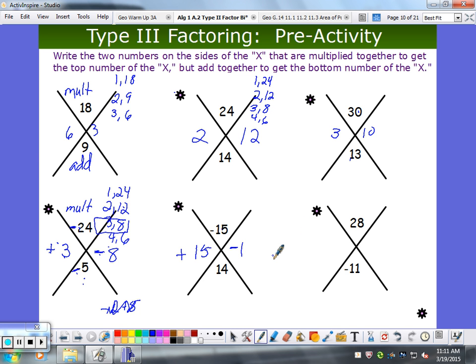Yes, it matches. Now, in this case, I'm multiplying to a positive number, but I'm adding to a negative. The only way to get a positive number is if they're the same sign, right? They're both positive or both negative. Which is it? Well, they have to be negative because when I add, I have to get a negative number. You see it already? Two numbers that multiply to 28, but add to 11. What is it, Ryan?